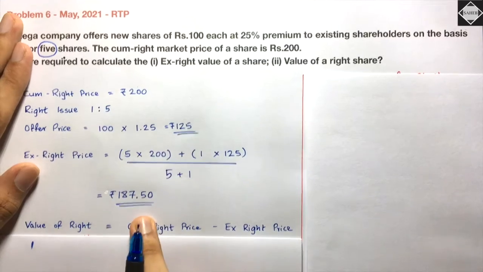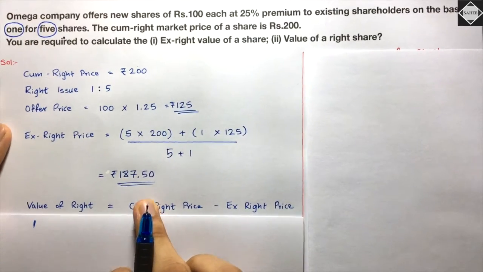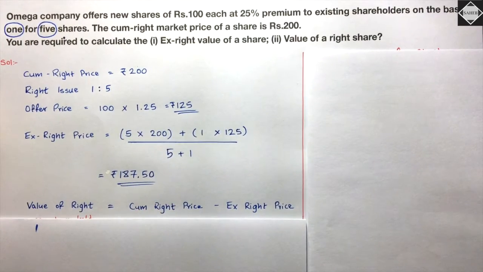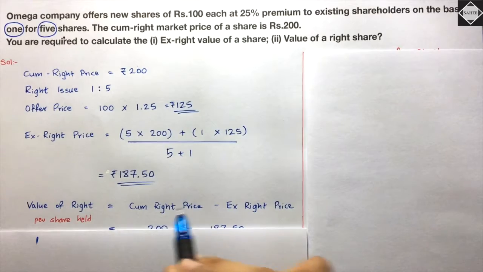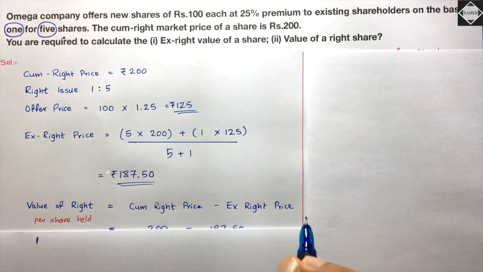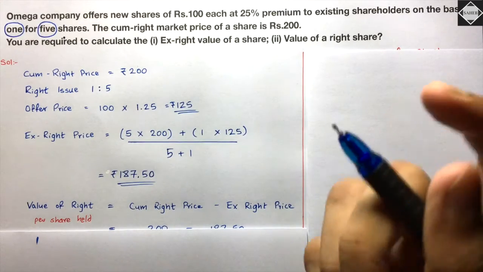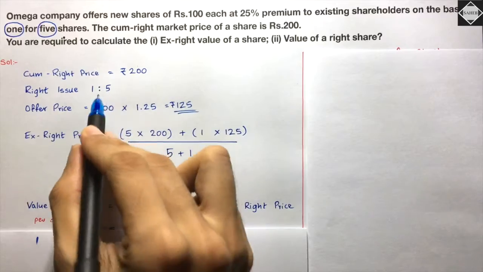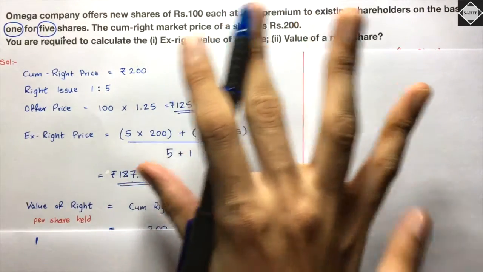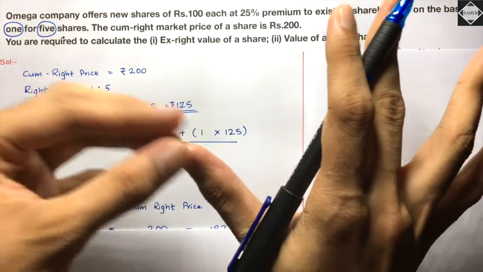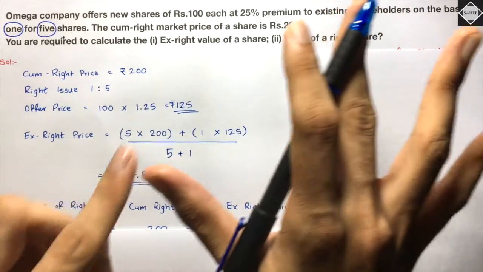See here, 187.5. Okay, right. After that, we have to do the calculation of value of right. Value of right formula you all know. Cum-right value of a share minus ex-right value of a share. You will subtract these two things. You will get value of right per share held. Per share held means value of right per share held. This is what you are going to find.